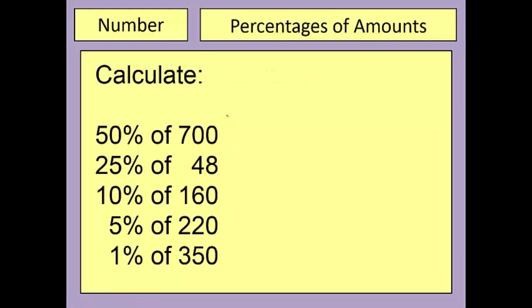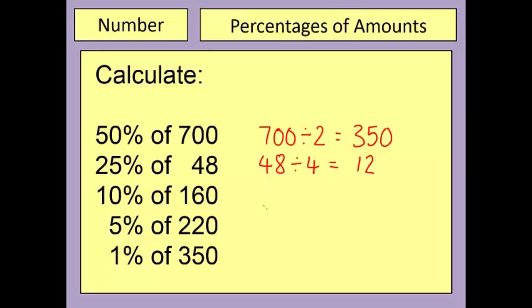Okay, let's look at some examples then. We said 50% was the same as dividing by 2. So we simply do 700 divided by 2 to get 50% of 700. So half of 700 is 350. For 25%, we said that's a quarter, we divide by 4. So 48 divided by 4, and that gives us 12. A nice easy way to divide by 4 is to half it and then half it again. So half of 48 is 24, and then half of 24 gives you 12.